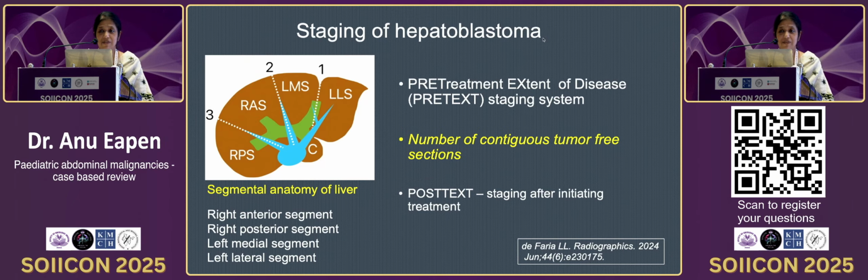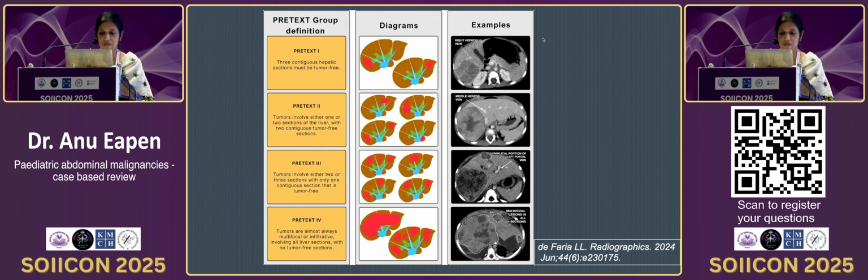And so in this, the liver is divided into 4 sections based on the segmental anatomy. You have the left lateral, left medial, right anterior and right posterior sections. The caudate lobe is looked at separately, and so you have the PRETEXT groups and annotation factors. The PRETEXT groups are basically tumor 1, 2, 3 or 4. The groups depend on the extent that the tumor has involved the liver. And how you calculate the PRETEXT group is to look at the number of contiguous liver sections which you have to remove so that you have a completely tumor-free liver.